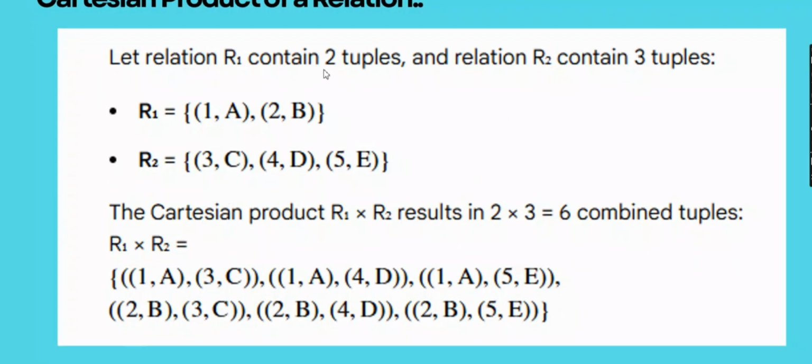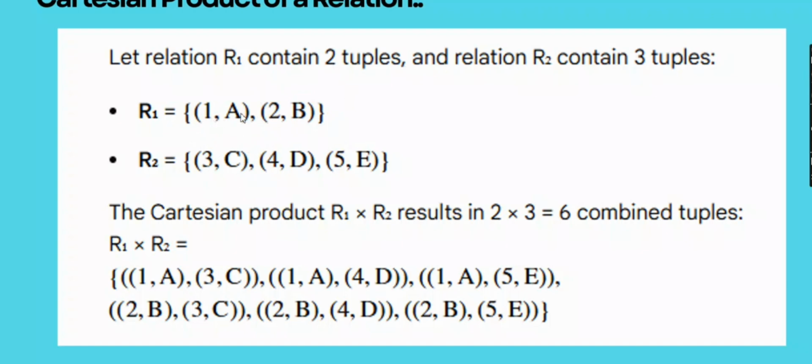Now, how to implement this Cartesian product? See, let relation R1 contain 2 tuples and relation R2 contain 3 tuples. So what is the meaning? The total number of rows, see, rows is nothing but what we'll be studying in DBMS, right? A relation is nothing but a table. So a table consists of rows and columns. Similarly, here we are also representing the same word, tuples, but that tuple deals with the total number of ordered pairs present in a relation.